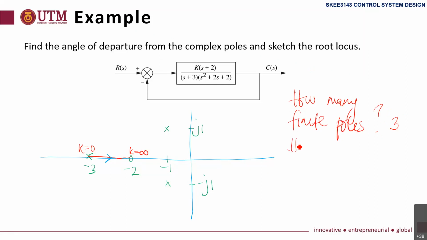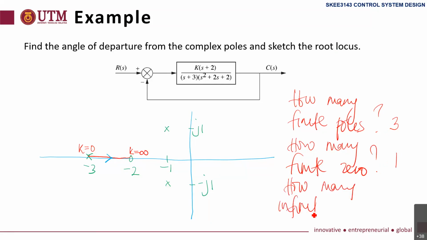How many finite zeros? 1. 1, Doctor. 1 finite zero. How many infinite zeros? 1. How many infinite zeros? 2. 1 or 2?